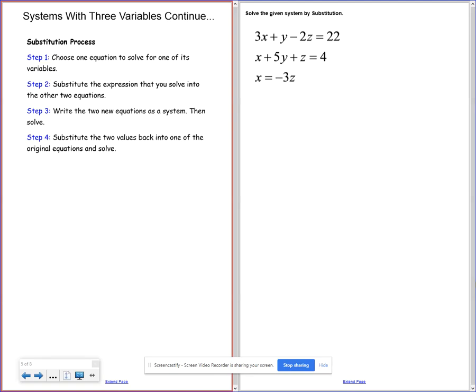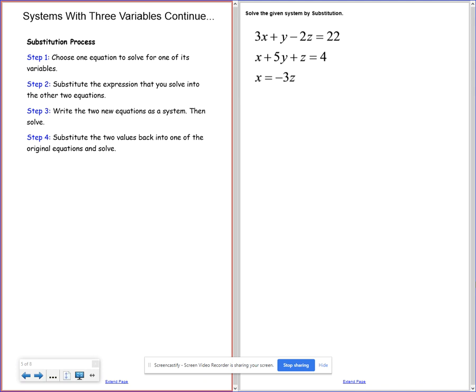So today we're going to take a look at solving systems of three variables by using the substitution method. If you look over to the left, here are the steps. Step 1 says choose one equation to solve for one of its variables. Step 2, substitute the expression that you solved into the other two equations. Step 3, write the two new equations as a system, then solve. And then step 4, substitute the two values you found back into one of the original equations and solve.